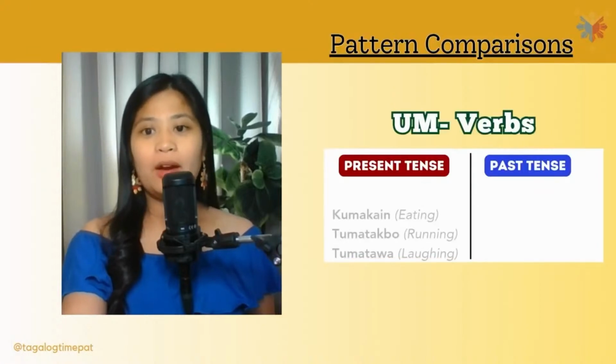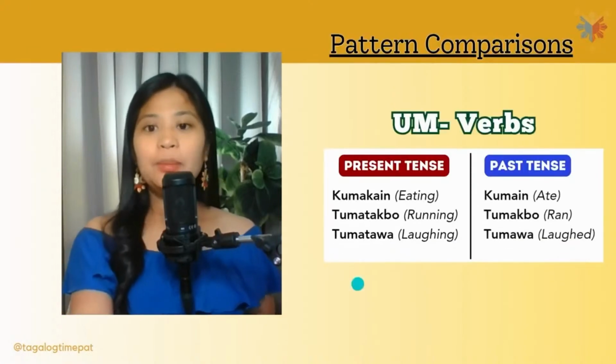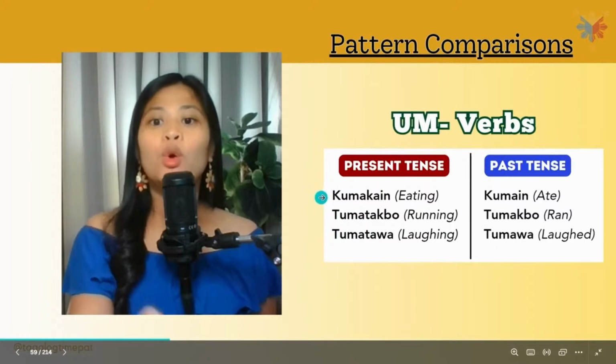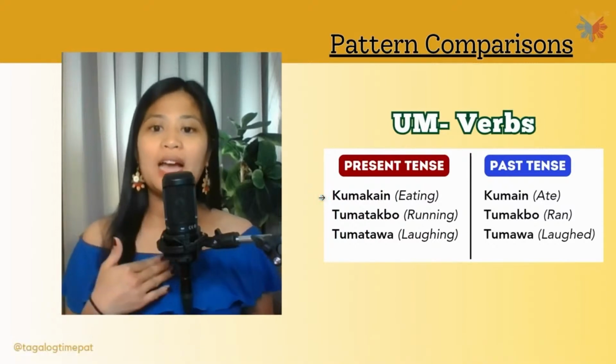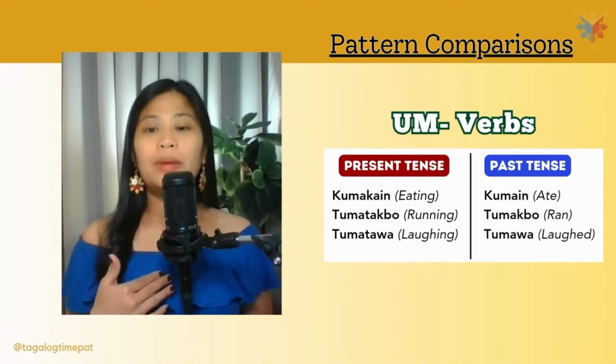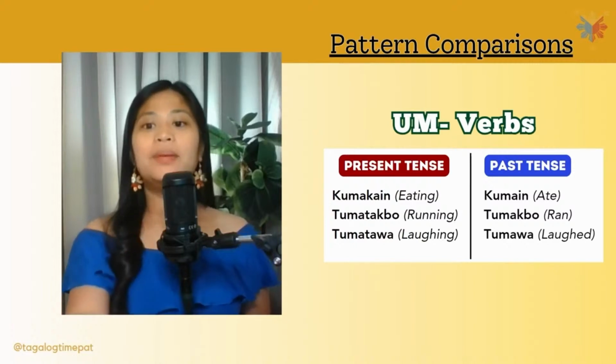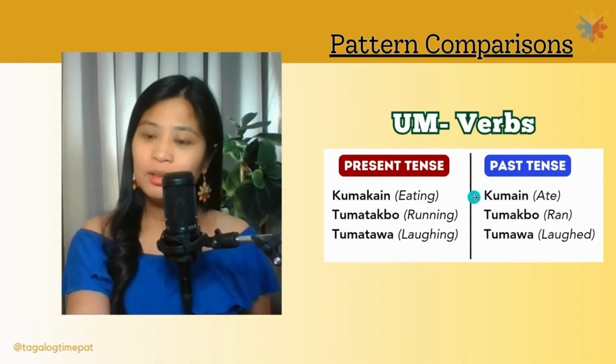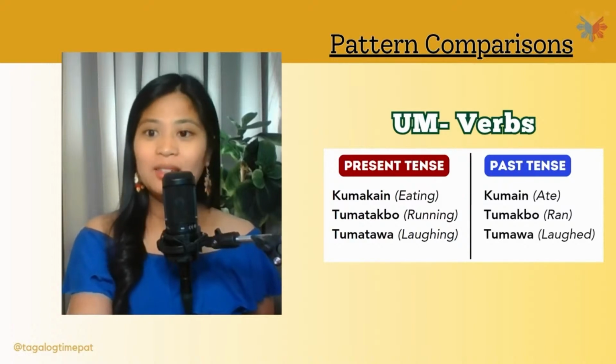So now let's compare. In the present tense, kain is kumakain. Kumakain ako, I am eating. In the past tense, it's kumain. Kumain ako, I ate. Kumain.